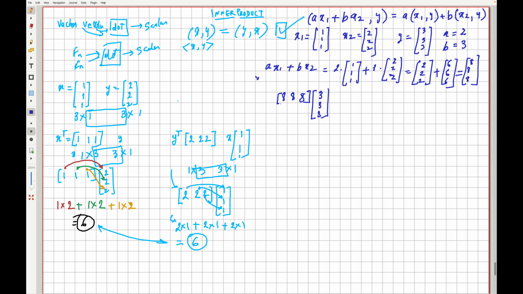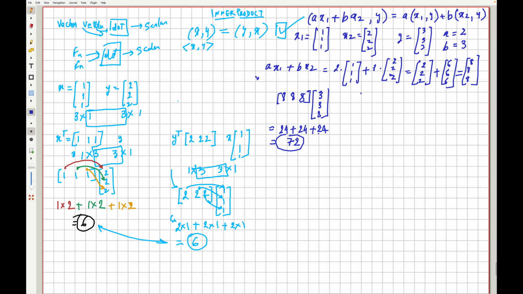And now when we perform the dot product the same way as we did before, it's 8 times 3 plus 8 times 3 plus 8 times 3, and so that essentially is 24 plus 24 plus 24, and that gets us a final value of 72 on the left hand side.